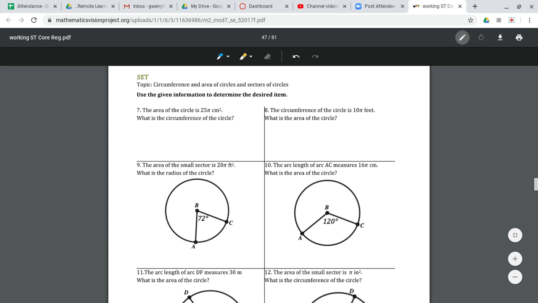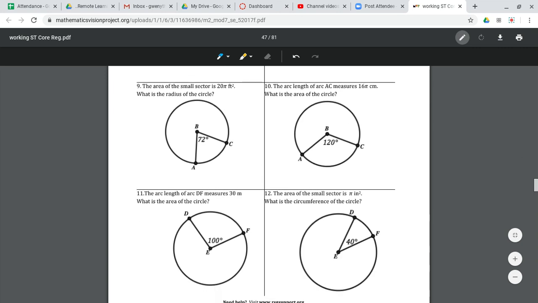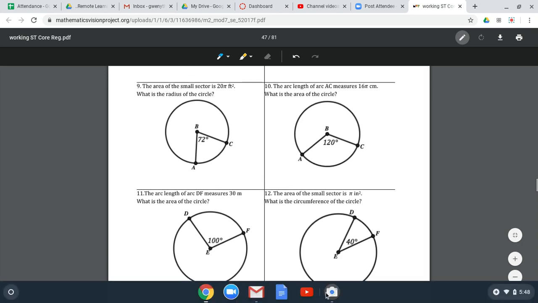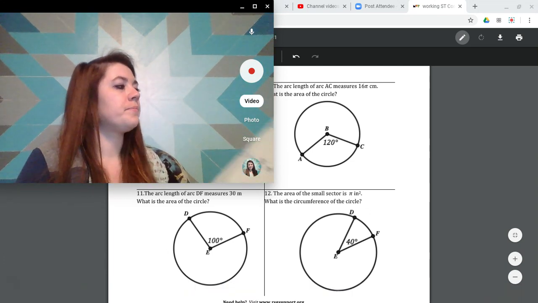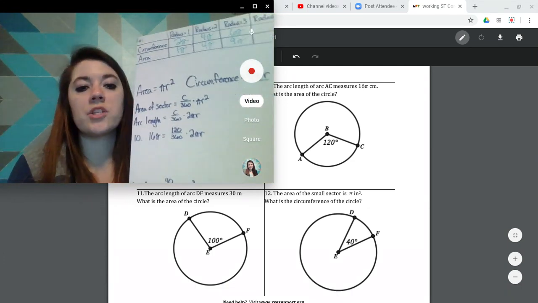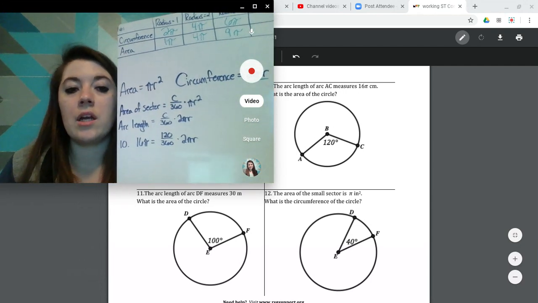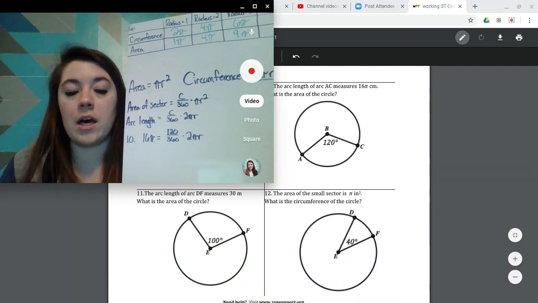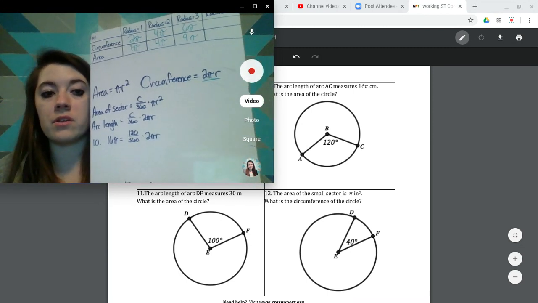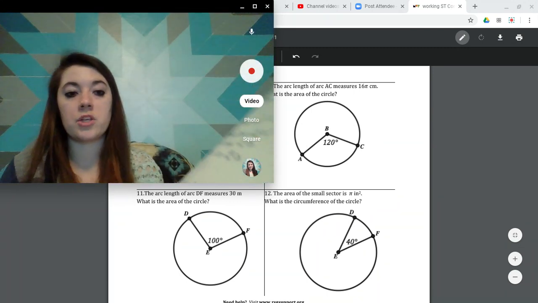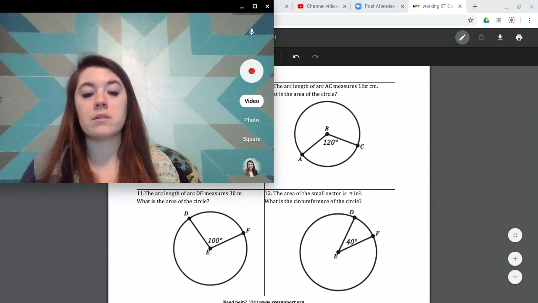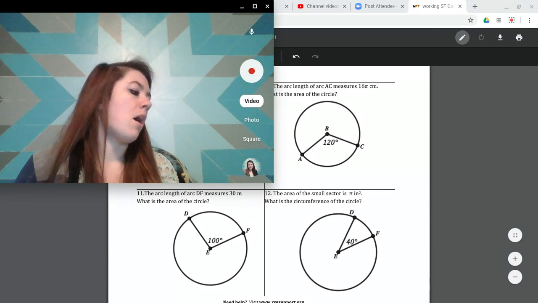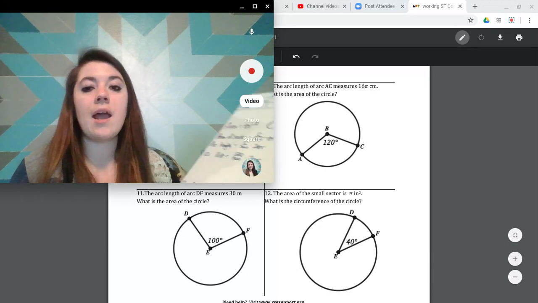Like I said, you need to know your circumference and area equations for circles. So on 10, remember back to our area of a sector and arc length equations, because you need to know those. You also need to know area and circumference, so make sure you have those equations down in your workbooks somewhere. Make sure you know them. So for 10, I have it started.